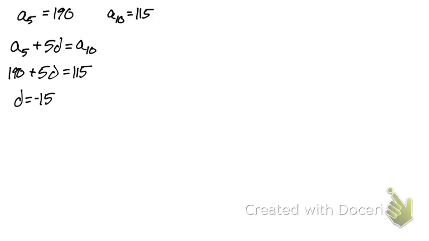Now we need to get that first term because I need my difference and I need my first term. To get to the first term, it's pretty low. You could just do 190 minus 15 minus 15 minus 15 minus 15 until you get to 1. Or you can set up another equation that says A sub 1 plus, well, to get to 5, I have to add 4 D values to equal my 5th term.